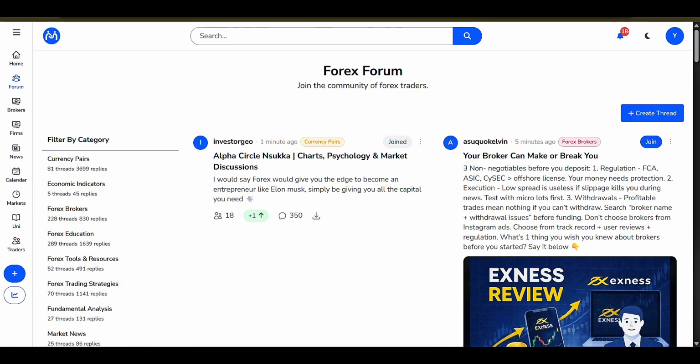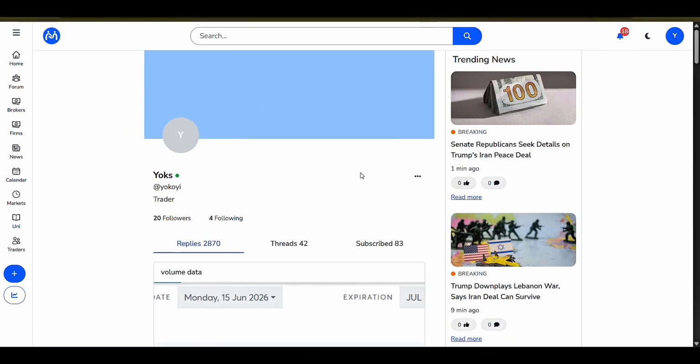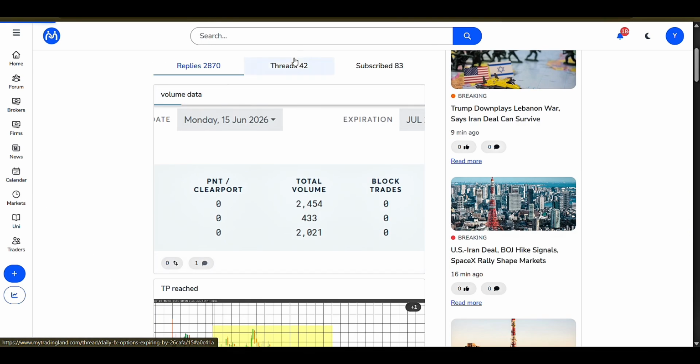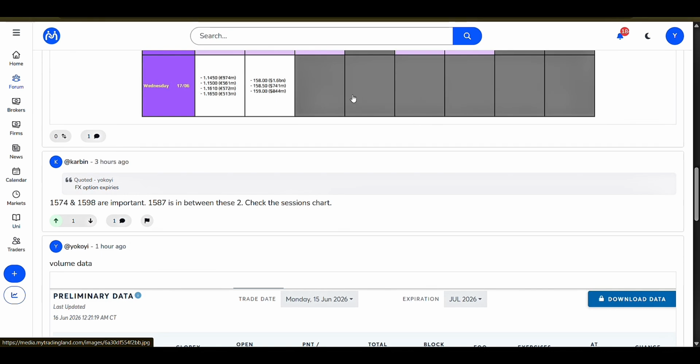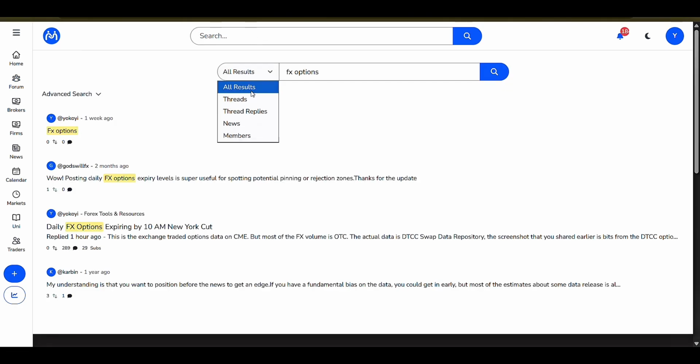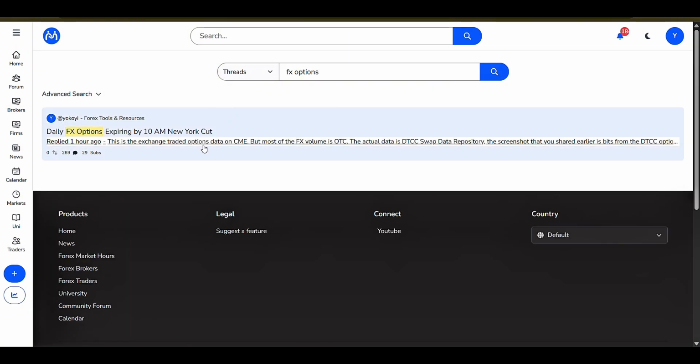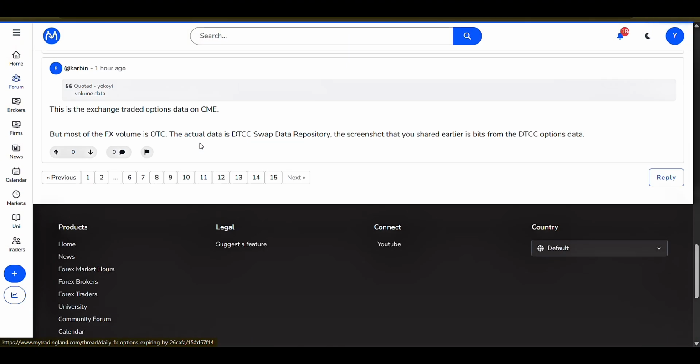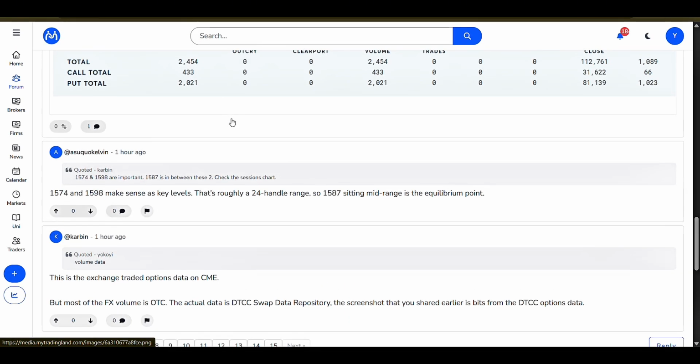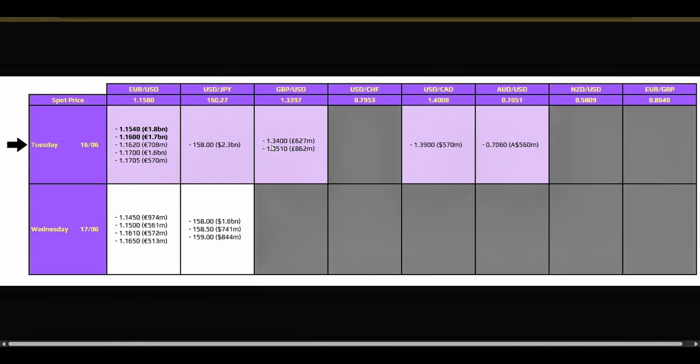I have a profile on this website, so I post volume data on my profile every day. I update it every day. I think if you want to get it, you can basically search for FX options on the website. Search under threads and you'll see it here. So you want to go to the most recent posts. I post screenshots like this every day. So this is it. I go through these three things every morning before I trade.